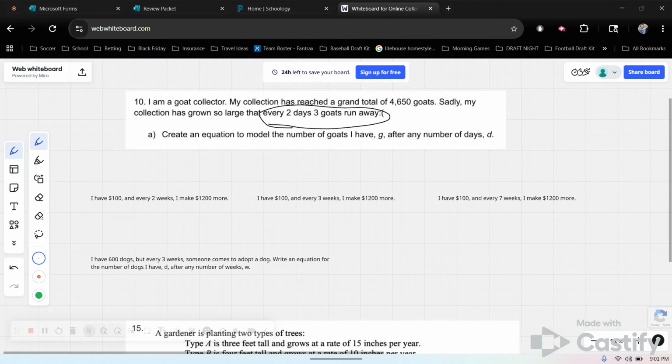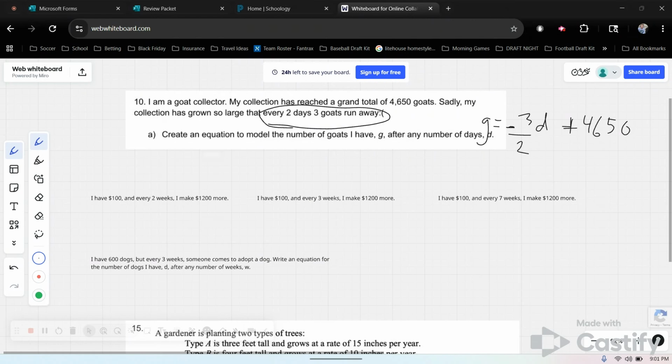Reason number one is building that out mathematically is a little strange, where I've got a starting value of 4650 goats, positive 4650, but then I lose 3 goats every 2 days. If I just wrote it like this, losing 3 goats every day would be -3D. So that's losing 3 goats a day. The problem is I lose 3 goats every 2 days, so I lose goats half that fast. So I need to cut that rate of change in half. And that's kind of what the end result was.